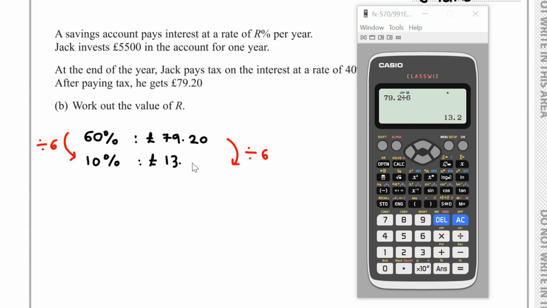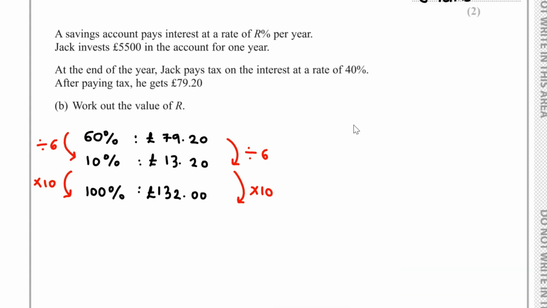So we've got £13.20, and if I now multiply by 10 on both sides, then we've got 100%, which is 13.2 times by 10, which is £132. So this £132 would represent the interest before tax.